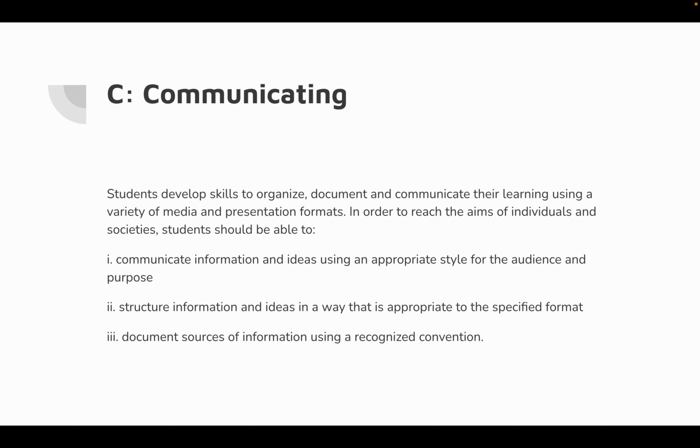Criterion C for INS is communicating. Students need to communicate information and ideas using an appropriate style for the audience and purpose, structure information and ideas in a way that is appropriate to the specified format, and document sources of information using a recognized convention. So for criterion C, if I'm assessing this one, I'll have the students do a presentation, or I'll have the students write an essay or a report, or I'll have the students create an infographic. And then for C3, I'll have the students do a reference page.